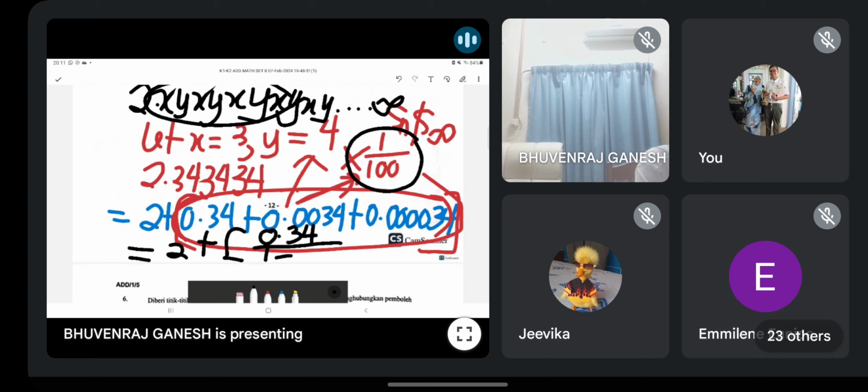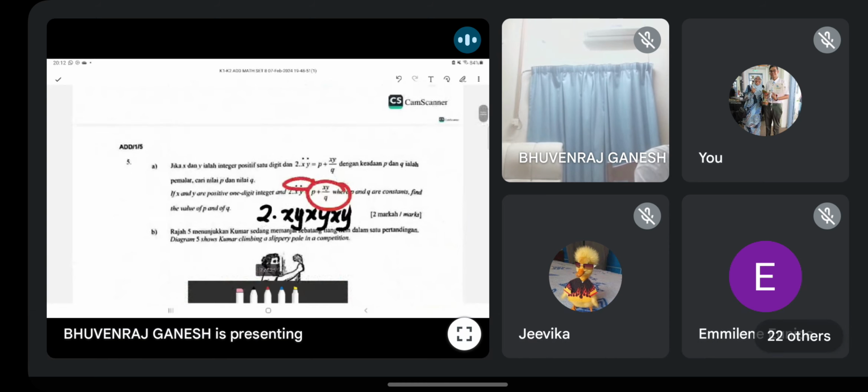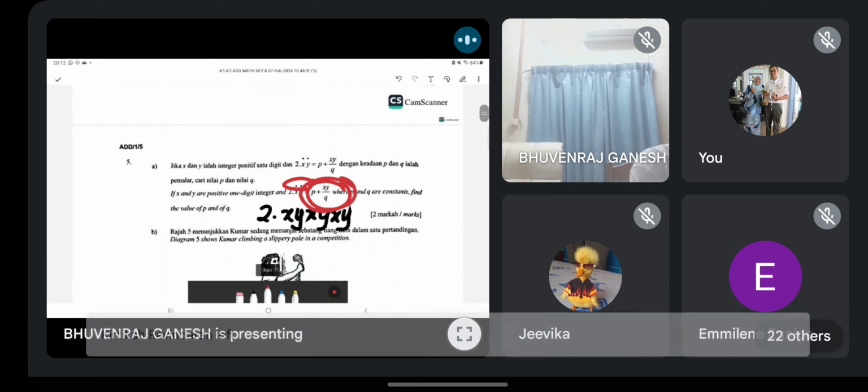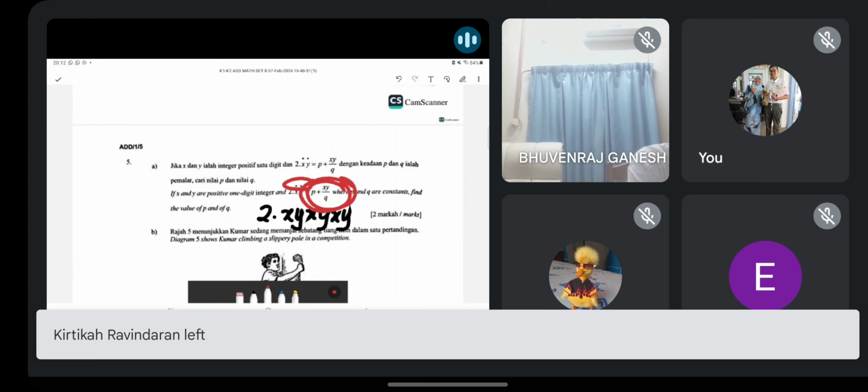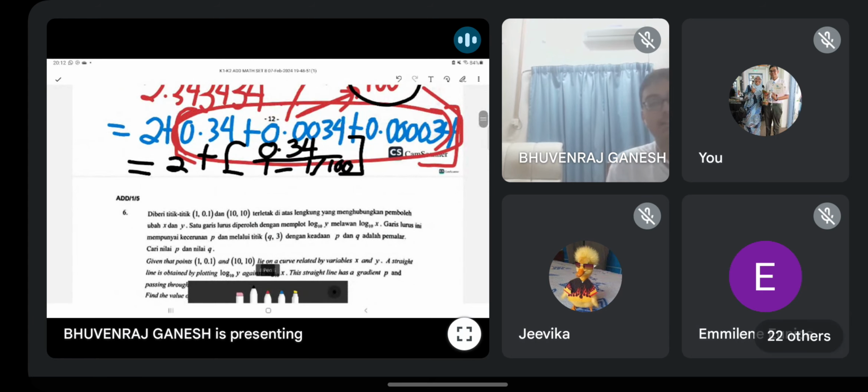R is this one, 1 over 100. Now guys, if you look back at your question, can you see? You already near to the answer. Further simplify your answer. You can calculate this value: 1 minus 1 over 100.